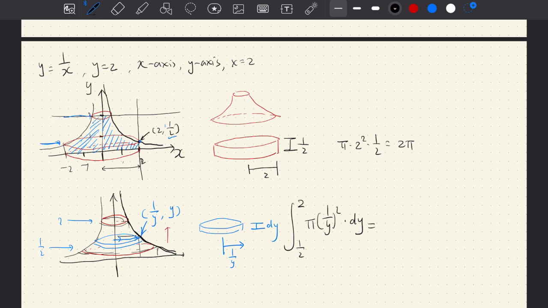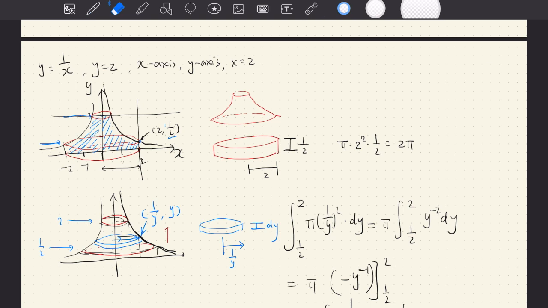So here you take the pi out, and then you get 1 over y squared, and this is y to the negative 2 power. So this is equal to pi times y to the negative 1, over negative 1, evaluated from 1/2 to 2. So this is equal to pi, and then this is negative 1/2 minus negative 2.